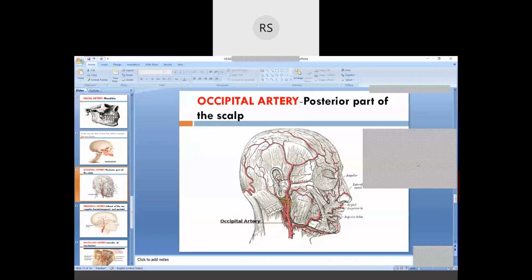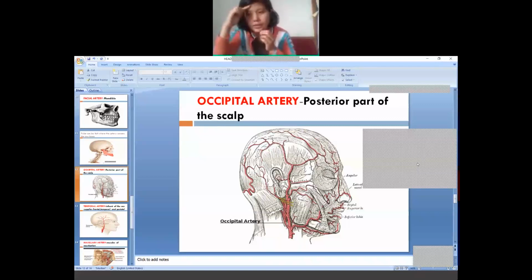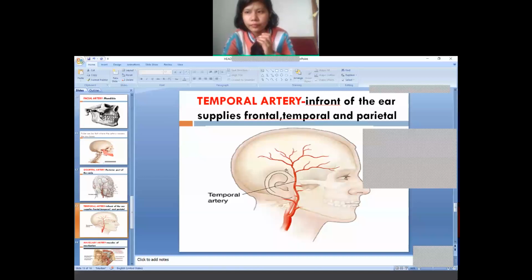Okay, Rashmi, can you please tell me the temporal artery supplies blood to where? Ma'am, frontal, temporal, and parietal part of the scalp. Okay, very good. Temporal artery here, this one. Means in front of the ear, here, your frontal, temporal, and parietal. Okay, very good.